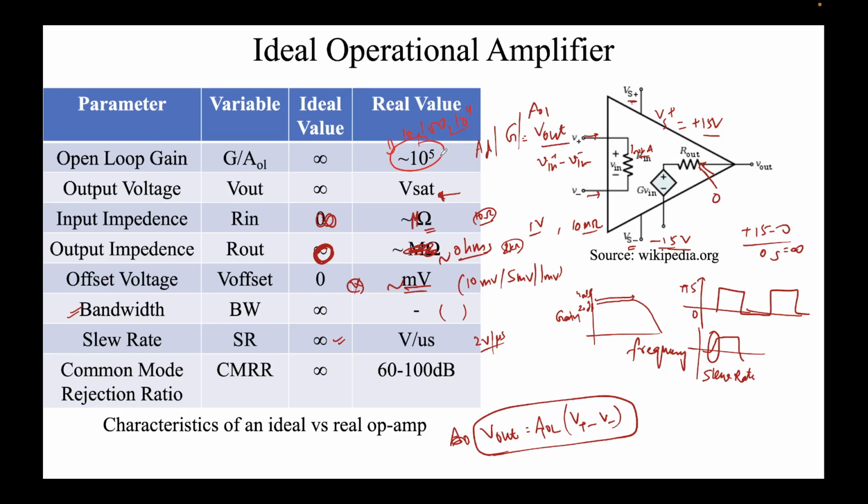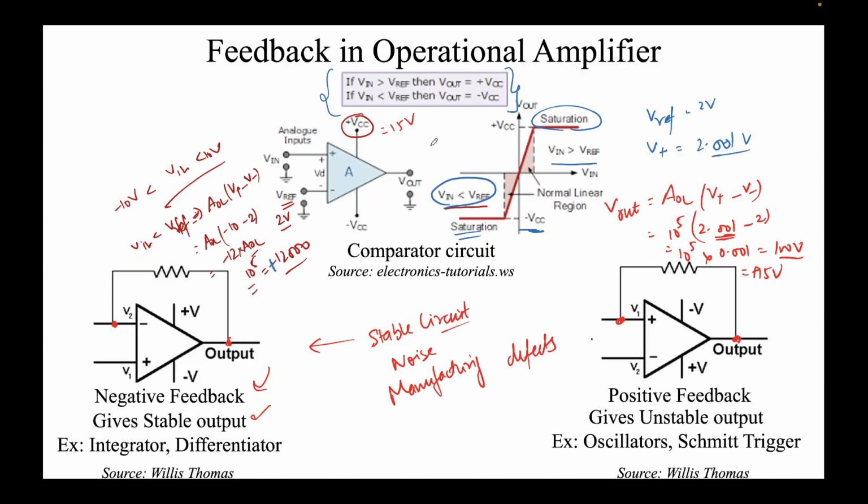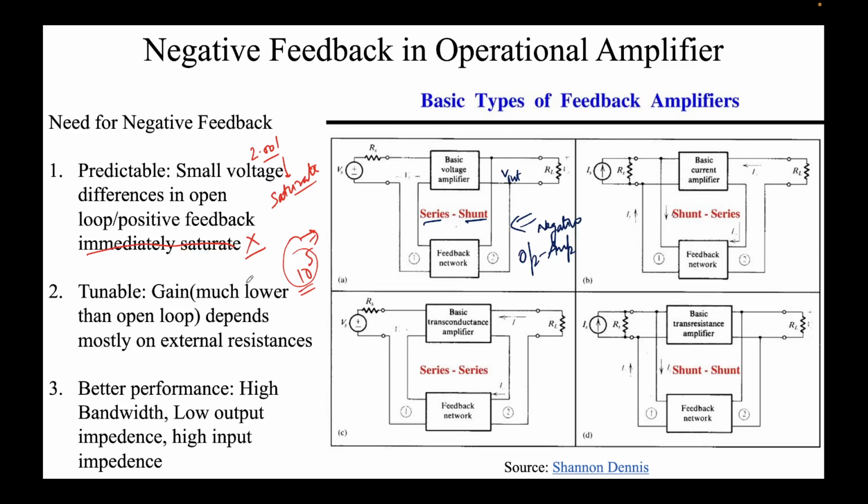So it's tunable. Manufacturer gives it 10 to the power 5, but just by putting some resistors, like you put a resistor here, you can change the gain. We'll do that. So that's the most precious advantage of negative feedback, that the gain is tunable, and it depends primarily on external resistance which we can put in the circuit. So I can put 10 kilo ohm, 1 kilo ohm, depending on what resistance I am putting in my feedback network. I can tune the gain.